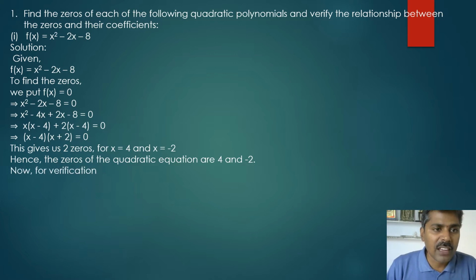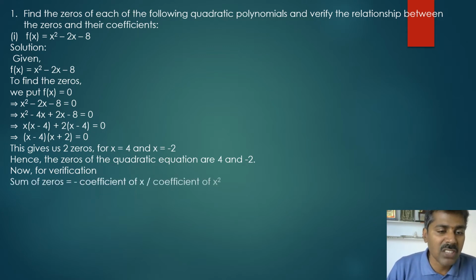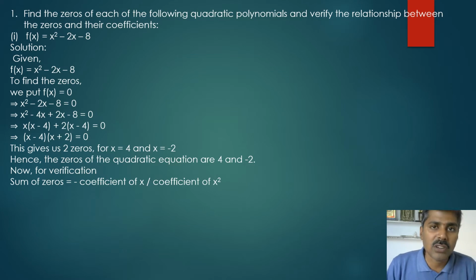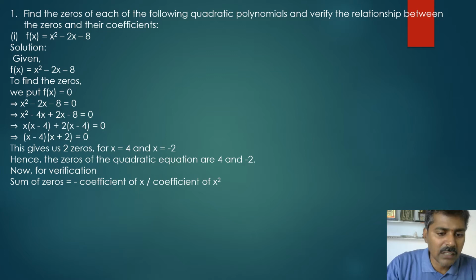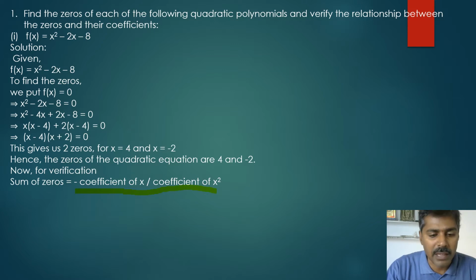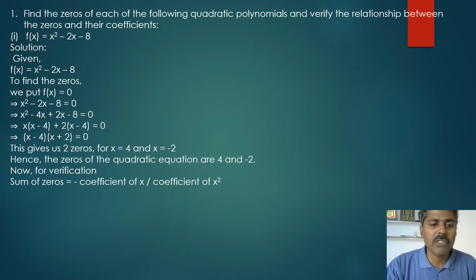Now, for verification, we need to verify the relationship between the zeros and their coefficients. For this, we first take the sum of the zeros. We have the formula that the sum of the zeros equals minus coefficient of x by coefficient of x square. Remember, I stress this form of the formula. Generally we use minus b by a, but I prefer this one only: minus coefficient of x by coefficient of x square.